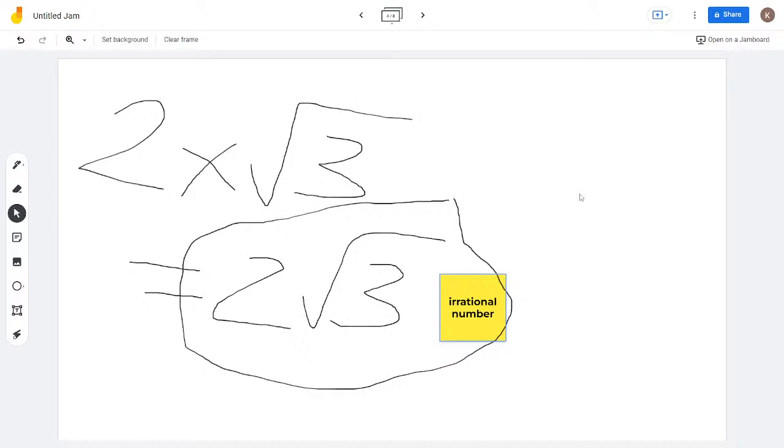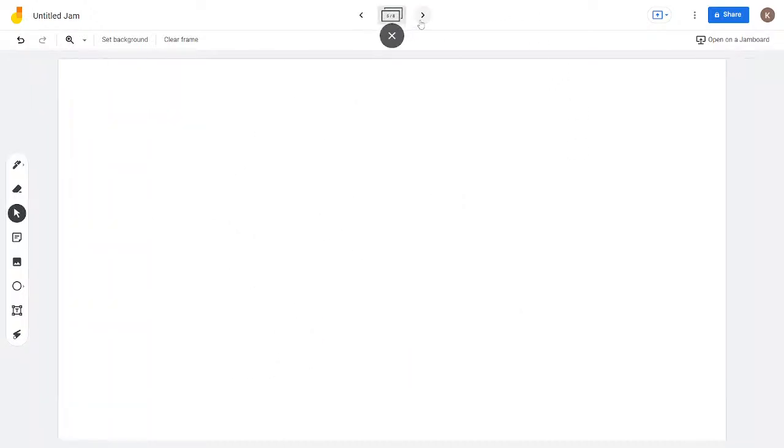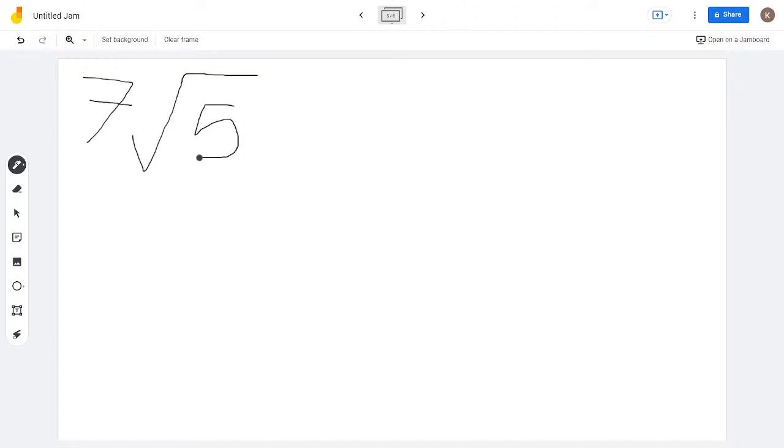Now let's have an example to check if 7 root 5, let me write here the example. 7 root 5, is it an irrational number or not? Okay. Is it an irrational?